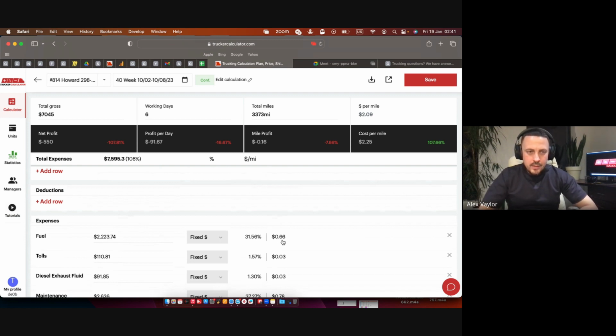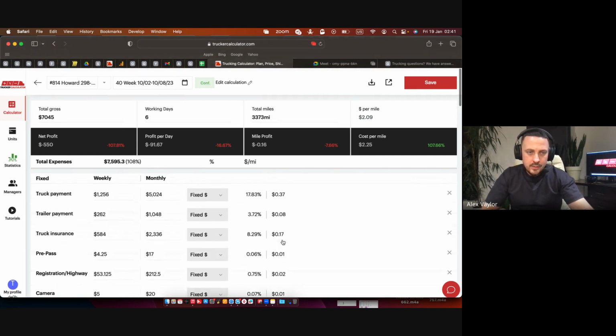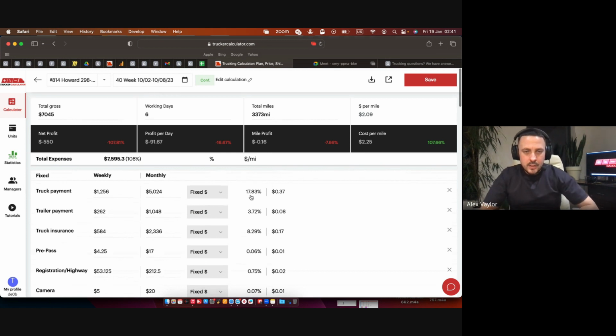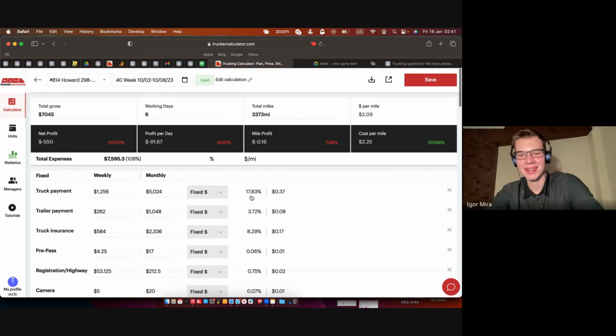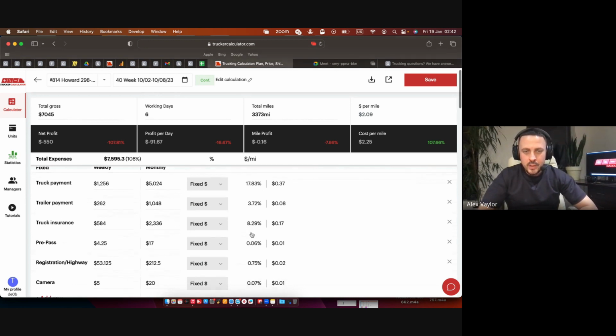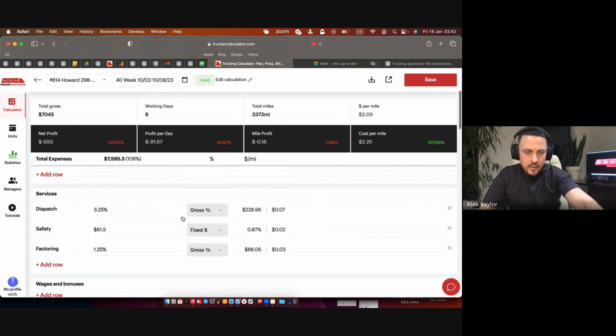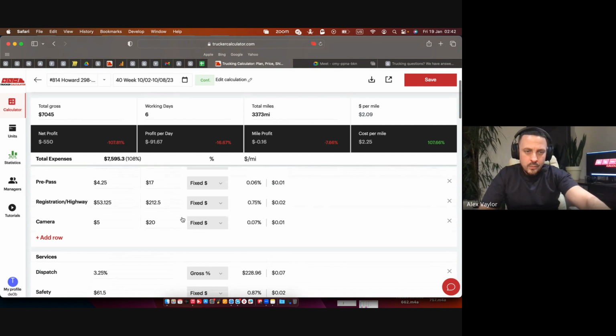So in this case, if you go up, we'll see that the truck payment alone is another 10%. 17. Oh my God. Yeah, that's a lot. Almost 18. So you have only the driver's salary, the fuel, and the truck expense already at 80%.